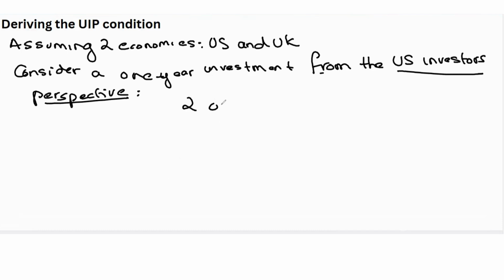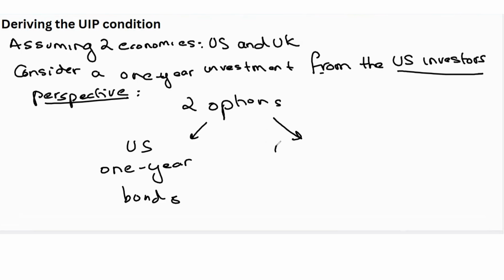Now here are two options: the US 1-year bonds or UK 1-year bonds. Because we're assuming two economies, he can either invest in 1-year US bonds or 1-year UK bonds. Let's look at some notation.